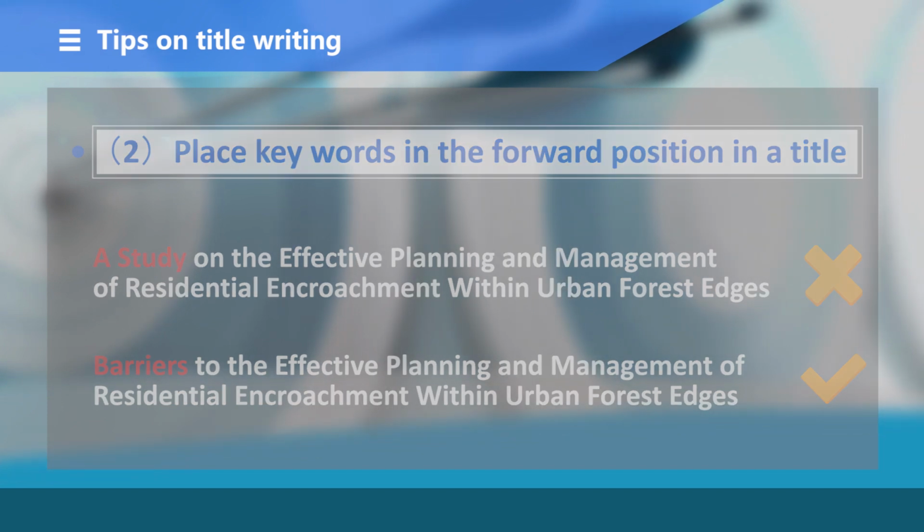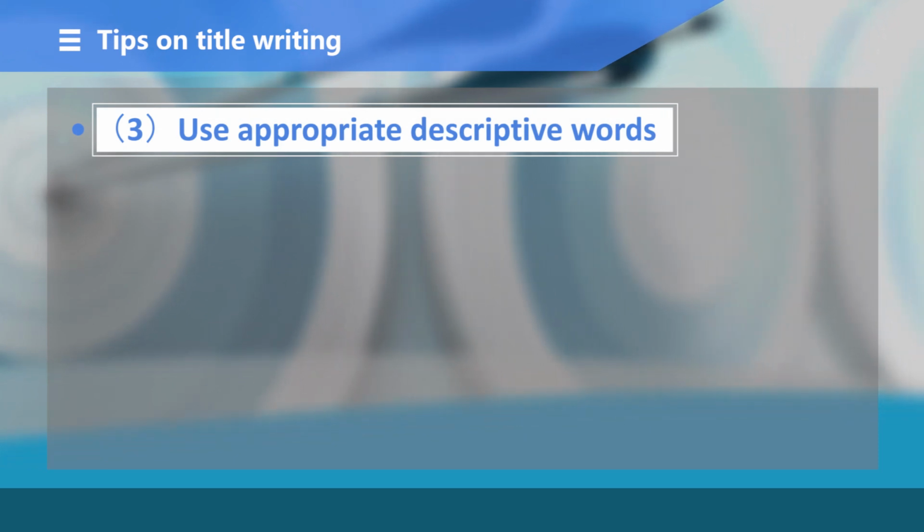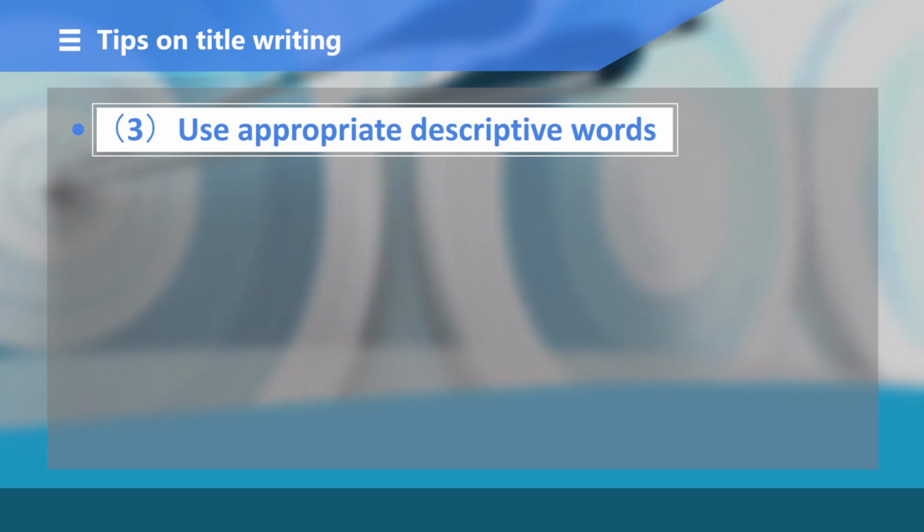When writing a title, we should use appropriate descriptive words. 我们可以使用具体的描述性的词汇。A good research paper title should contain important information in the manuscript and define the nature of the study.